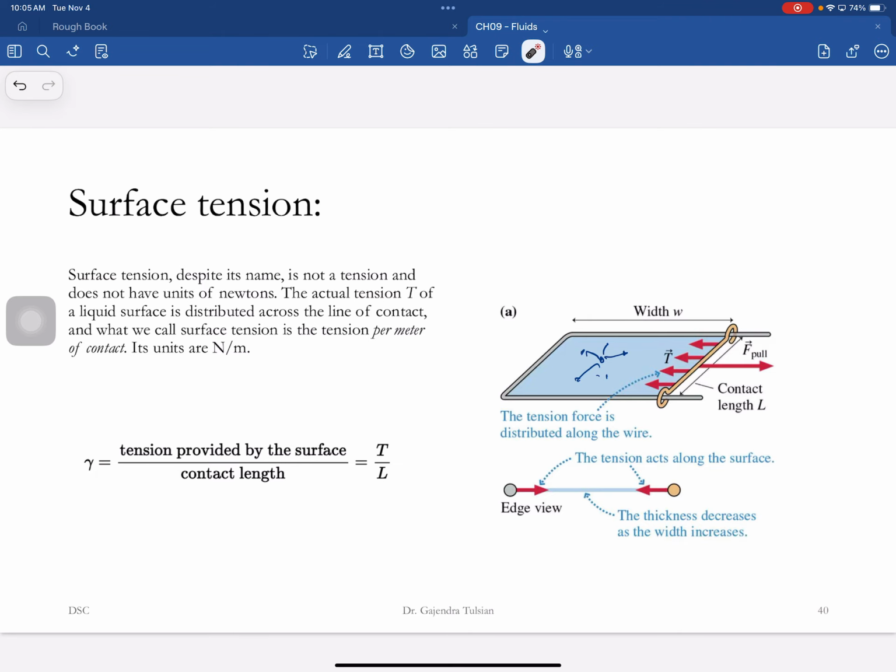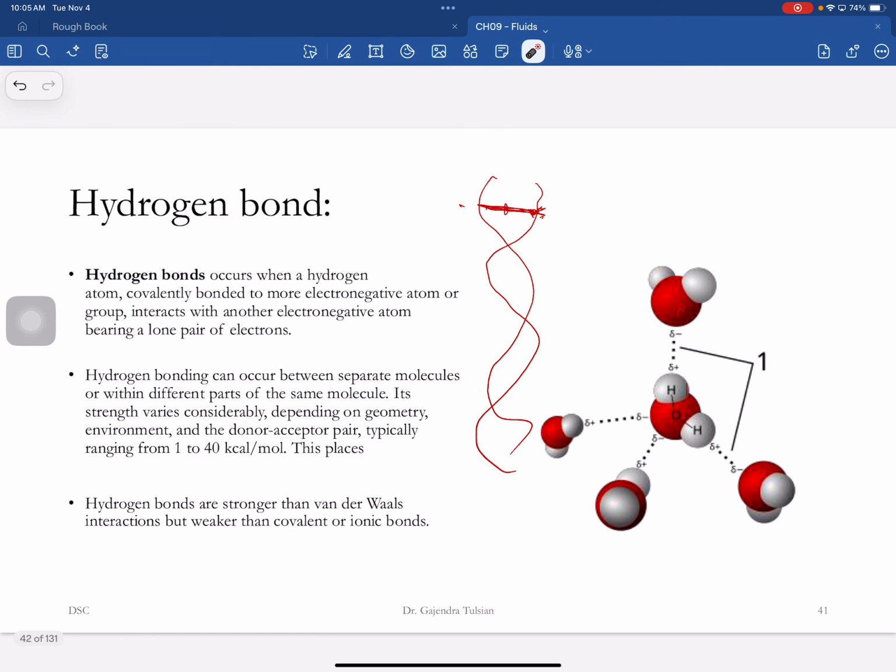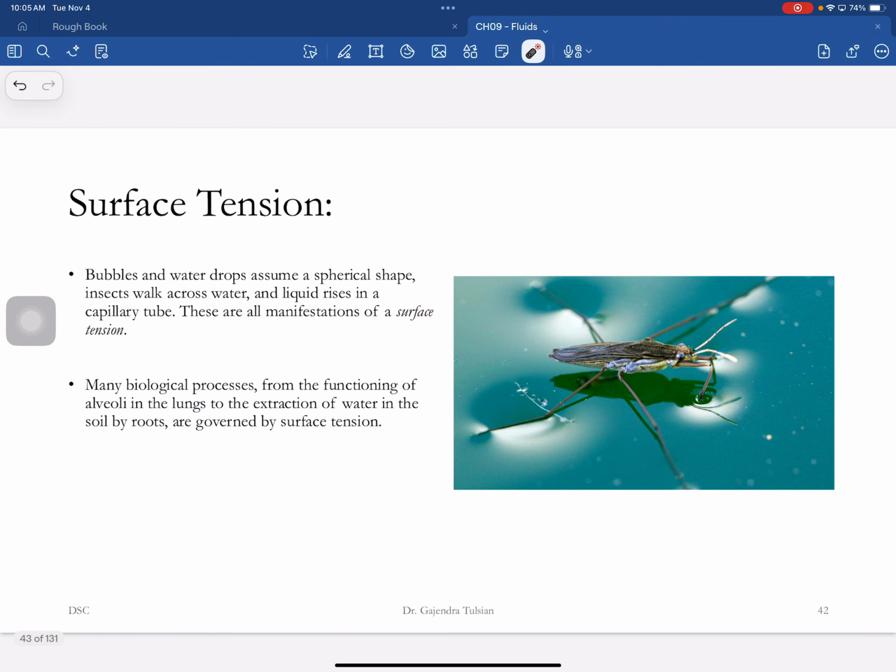All right. So because of the surface tension, because the water surface is like a stretched rubber sheet, that's why stuff like this can happen. You can have insects walking on water.